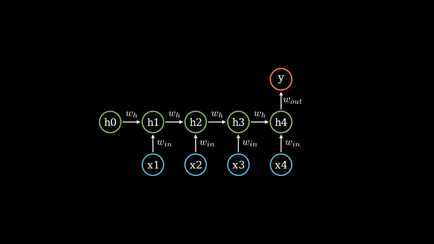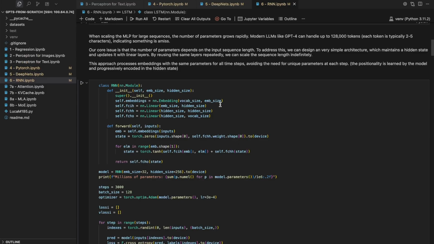In the end, we take the final hidden state and we use a linear layer to extract the next character prediction. This system has far better parameter reuse, since every input is processed by the same linear layer, and it has an intrinsic notion of basically the position of each element in a sequence.